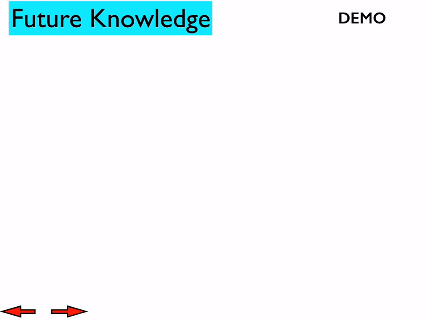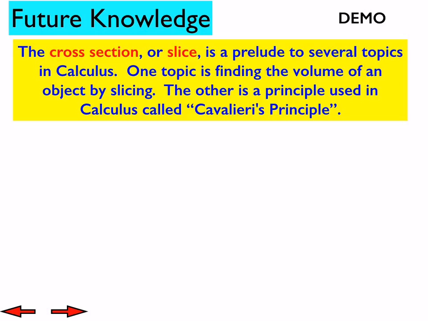we did it. But this idea of a cross section, it basically is a prelude to several topics discussed in calculus, and that's usually the goal for students who are in honors classes at the junior high or middle school level is to get to calculus when you're in high school. But one topic is finding the volume of an object by slicing. And when we talk about the volume of a pyramid, I'm going to show you how the idea of the cross-section and utilizing calculus will prove the formula for the volume of a pyramid.